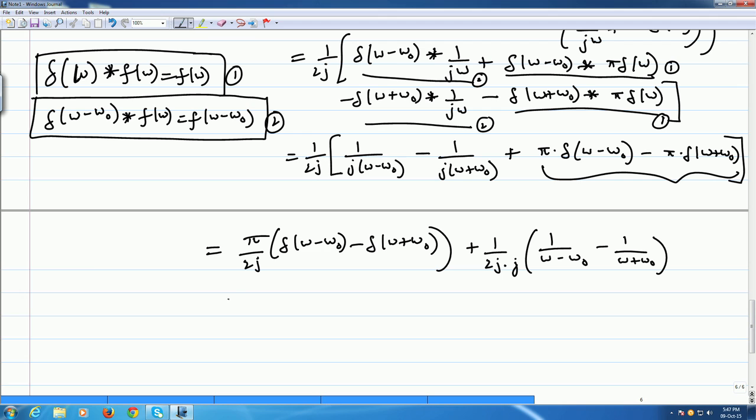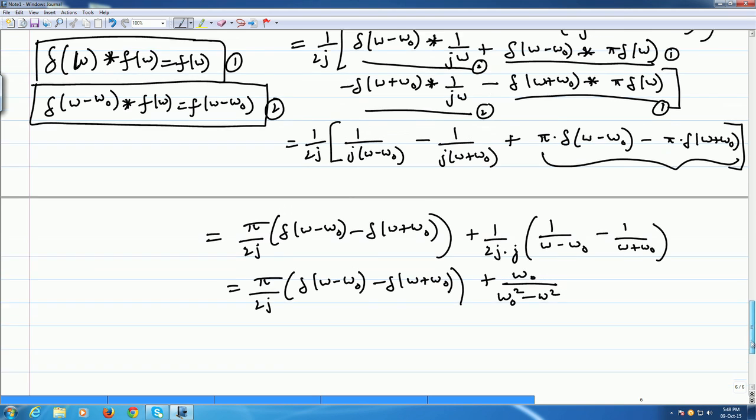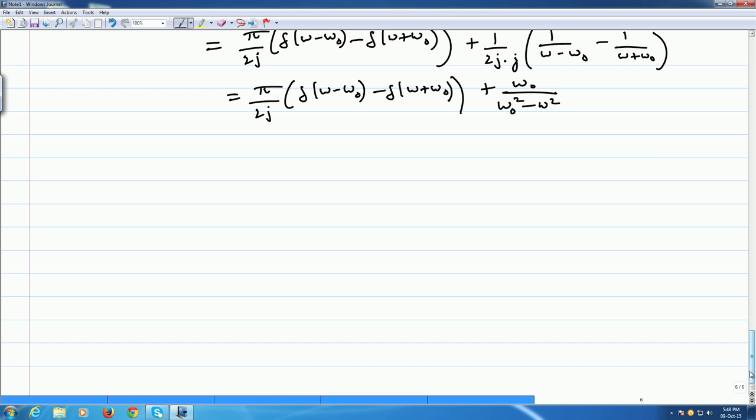Okay, so now one can simplify this further. The first part you keep as it is, delta omega minus omega naught minus delta omega plus omega naught, and then you carefully simplify this. j into j is minus 1, and then you do the simplification, you will get plus omega naught divided by omega naught square minus omega squared. Okay, so this is just the addition of these two things, and that is the end of the 6th question. Okay, so let us move on to the 7th question.